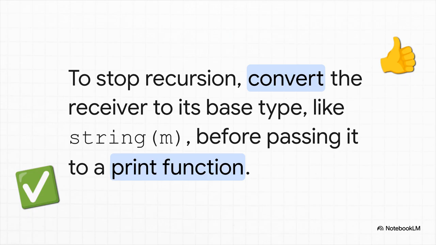The fix, though, is thankfully just as easy as the mistake. All you have to do is convert your variable back to its underlying basic type before you pass it into the print function. So here, we just convert m to a plain string. Now, that basic string doesn't have our custom method, so the recursion is broken. It's a really clean and simple fix.